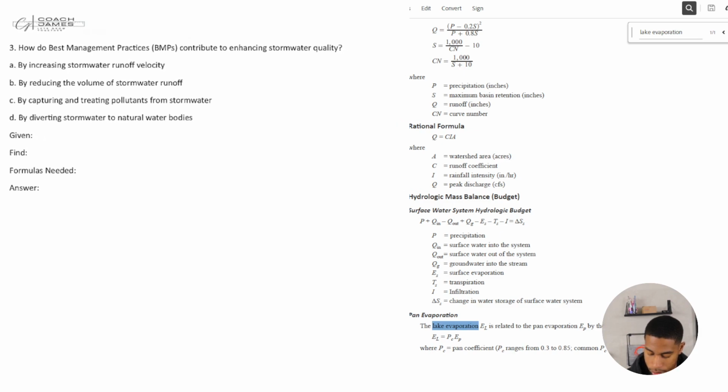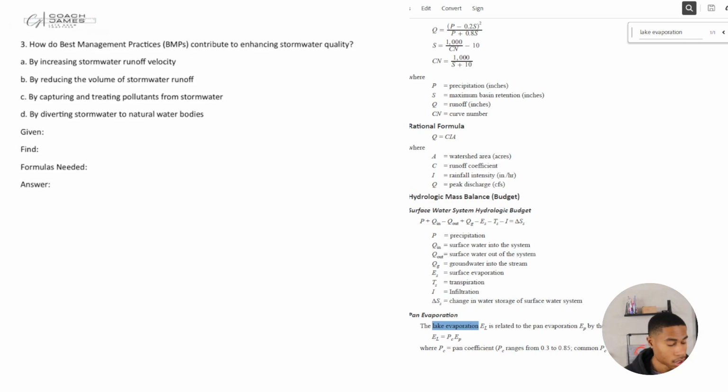Let's look at number 3. How do best management practices, BMPs, contribute to enhancing the stormwater quality? So, given a BMP, find how it enhances stormwater quality. Okay. Any formulas needed? No. This is a conceptual question.